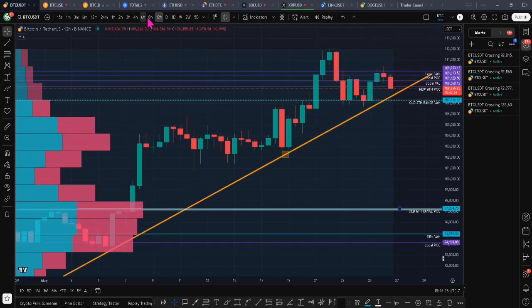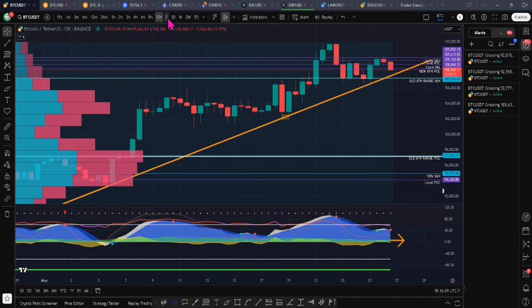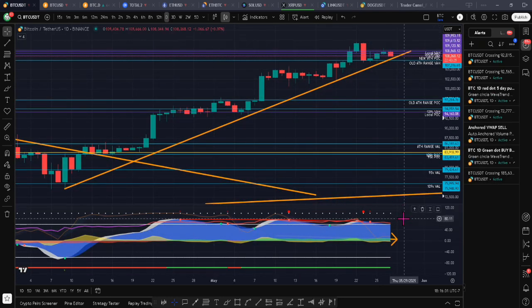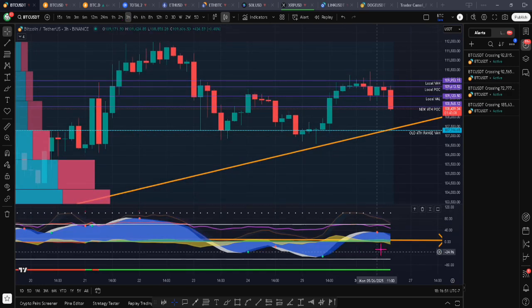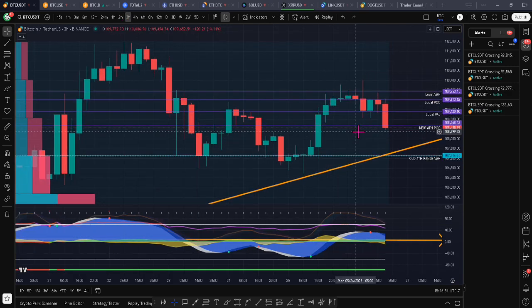So that's the 12-hour. Let's see if we get a red dot on the 1 day. Not quite yet. We could see the red dot up here, but that would be on a very drastic move down before the daily actually finishes, and the daily doesn't finish for almost 23 hours. Let's look at the 4-hour. We've gotten red dots on most of these time frames.